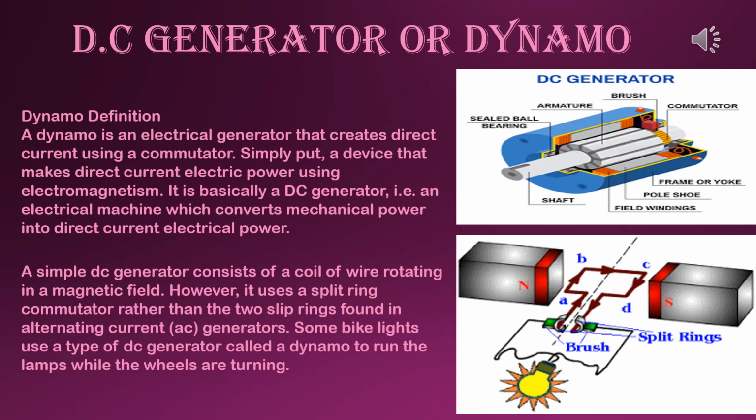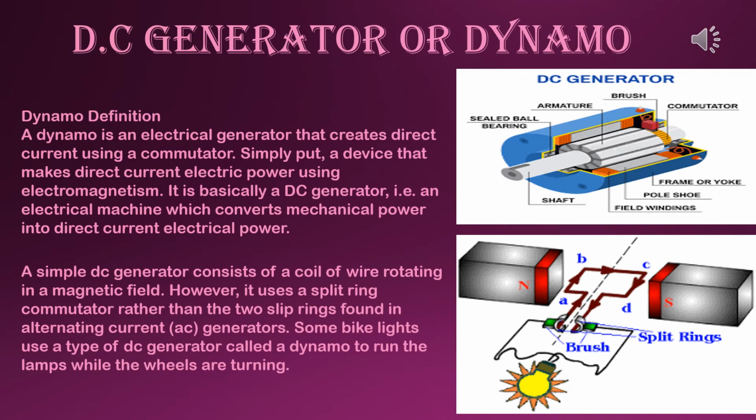Here, armature coil: a large number of insulated copper wire turns is wound on an iron core forming a rectangular armature. Here you can say ABCD. Field magnet: the armature is placed between two pole pieces, north and south, of a strong magnet. The pole pieces are made concave to provide a radial field.